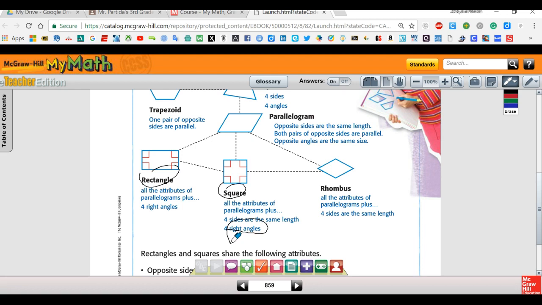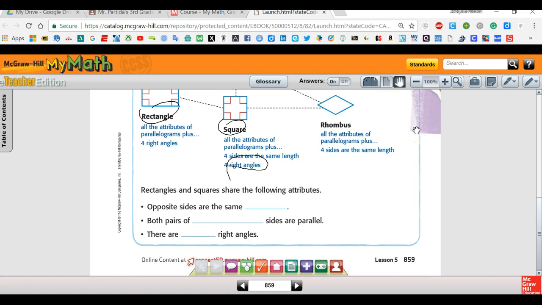They're both parallelograms because they both have 2 pairs of parallel lines. Which is totally different from a rhombus. It doesn't have 4 right angles. And then look, it says rectangles and squares show the following attributes. There's 3 of them, and we talked about them already. Opposite sides have the same length. Both pairs of opposite sides are parallel. And how many right angles are there in both of them? 4.